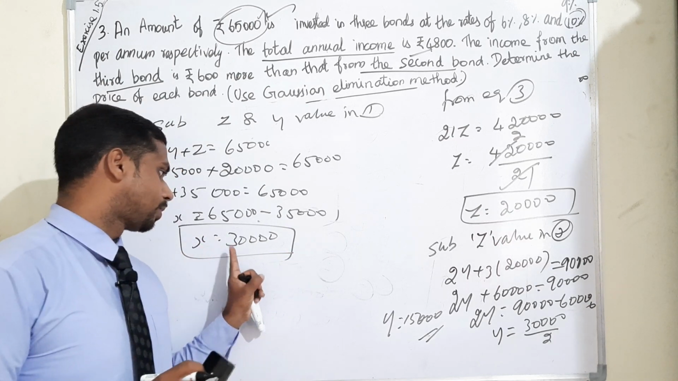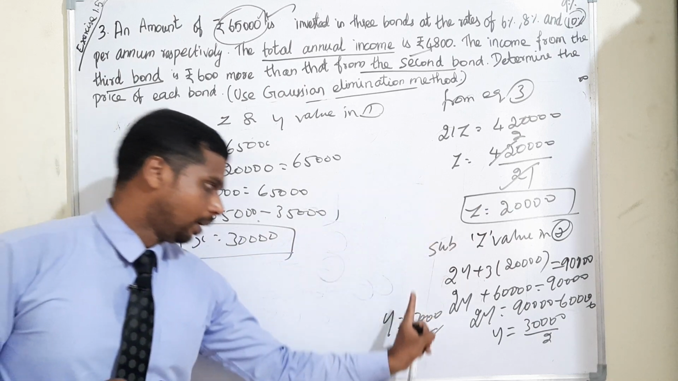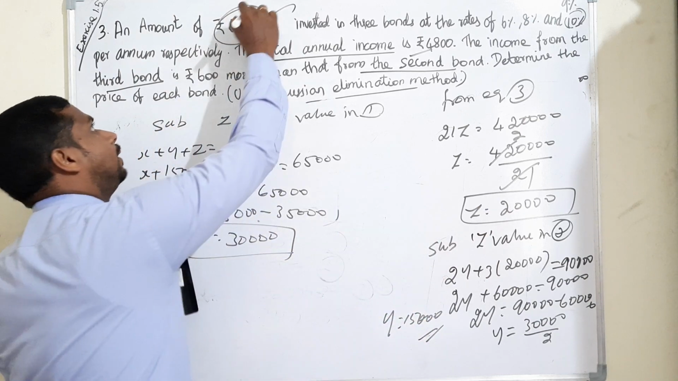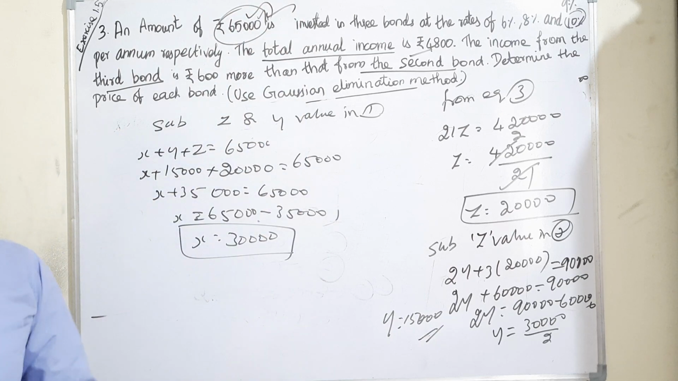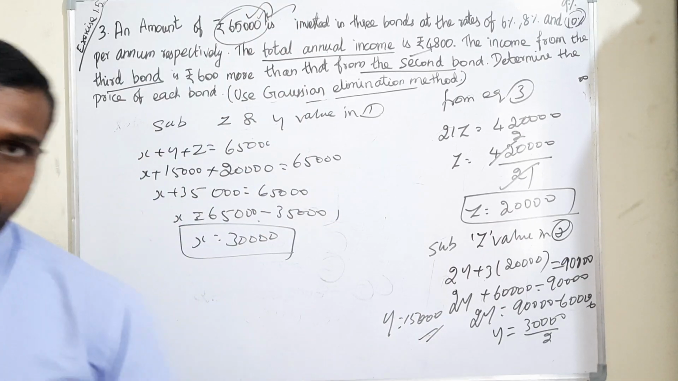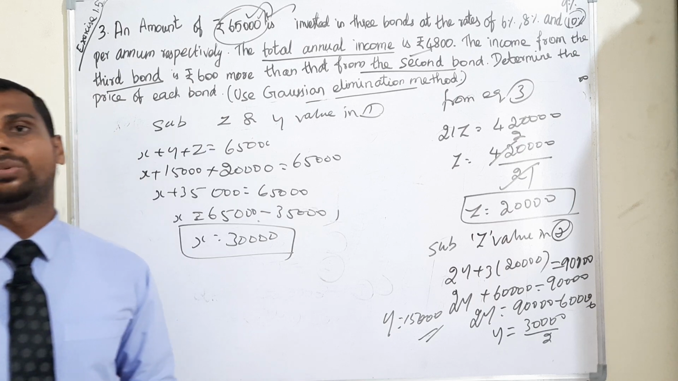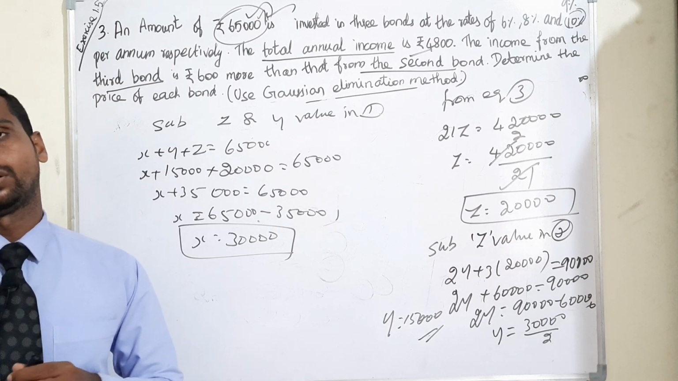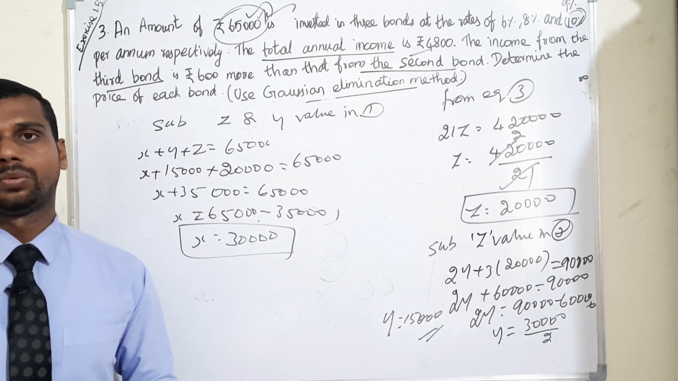Amount invested in the first bond is 30,000, second bond 15,000, third bond 20,000. Add all of them, we will get the result 65,000. So our final answer is also correct. I hope you understand. So this is also an important question. I will continue with one of the important questions from exercise 1.5.